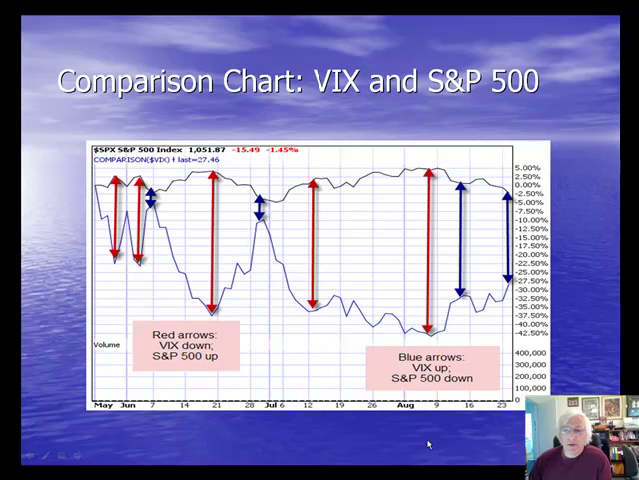Here's a chart I constructed showing this inverse relationship. Where you see the red arrows, you see that the VIX, the blue line on the bottom, is going down, and the S&P 500 is going up. Once again, showing the inverse or opposite relationship of these two parameters. Where I constructed the blue arrows, we see the opposite. We see the VIX going up and the S&P 500 going down. Once again, demonstrating this inverse relationship.